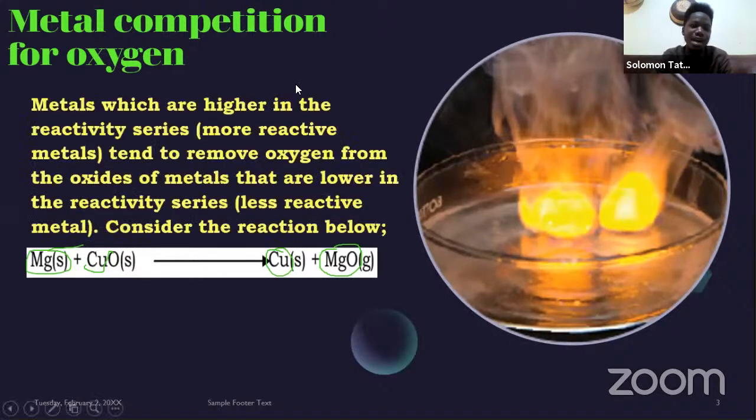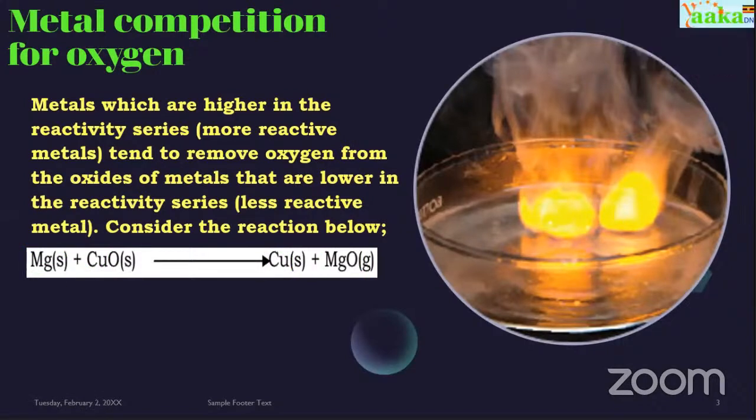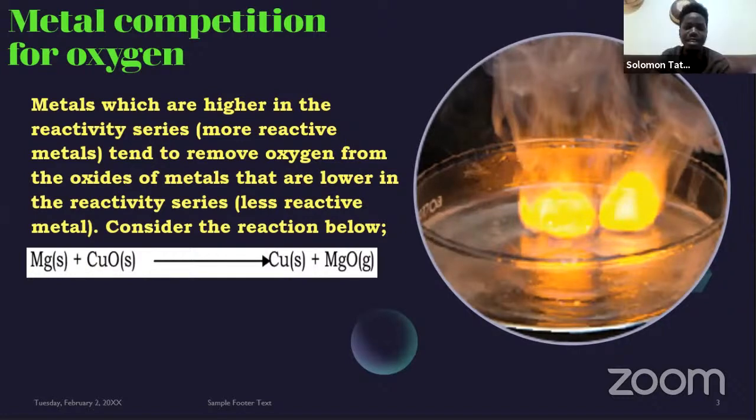So metals which are higher in the reactivity series are more reactive metals and tend to remove oxygen from the oxides of metals that are lower in the reactivity series, or less reactive metals. For example, this equation. So that's exactly what Okello said. That's how the reactivity series works. The metal that is more reactive can displace the other that is less reactive from an oxygen atom.